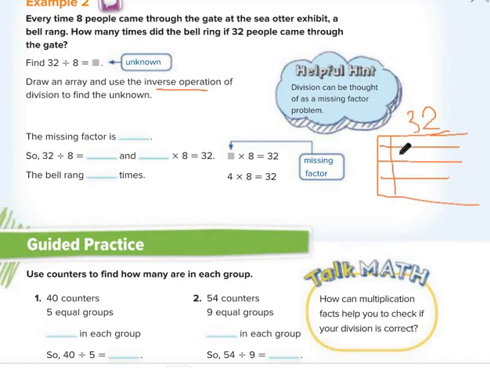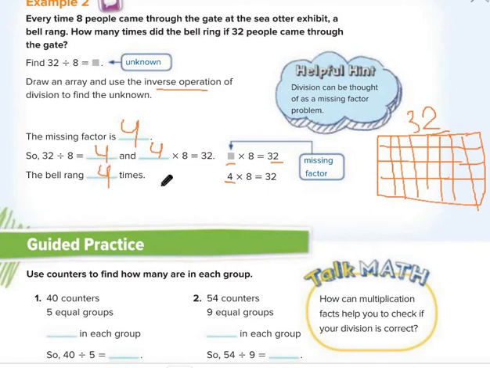Of course, here we have 8 columns, or you can think about it like what times 8 equals 32. You know that 4 times 8 equals 32. So the unknown is 4. 32 divided by 8 equals 4, and 4 times 8 equals 32. So the bell rang 4 times.